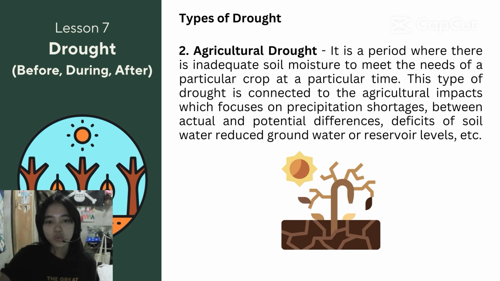So, the second one is the agricultural drought. Agricultural drought is where there is inadequate soil moisture to meet the needs of a particular crop at a particular time. This type of drought is connected to the agricultural impacts, which focuses on precipitation shortages, differences between actual and potential evapotranspiration, deficits of soil water, reduced groundwater or reservoir levels, and so on.